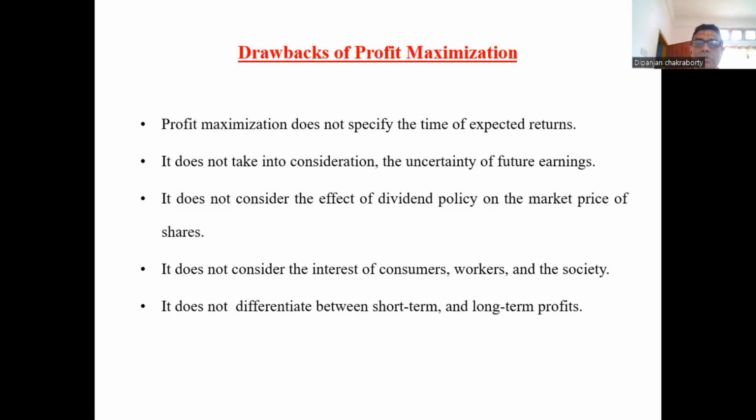Profit maximization does not consider the interest of consumers, workers, and the society. When organizations go for profit maximization, they do not consider what the consumers are demanding, what the workers are demanding, what the society is demanding. Profit maximization also does not differentiate between short-term and long-term profits. So these are the drawbacks of profit maximization. That's why profit maximization may not sometimes be considered the best objective of financial management.